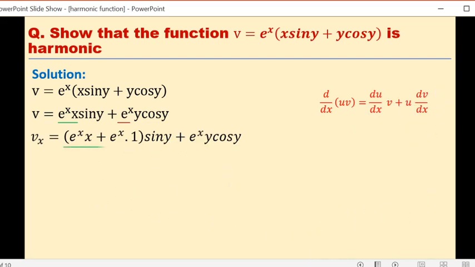Let's open this bracket for simplification. Okay, so here vx would be equal to, now e raised to x into sin y, that is e raised to x into x sin y, plus e raised to x into 1 into sin y is e raised to x into sin y, plus e raised to x into y cos y. So this is what we have got. We have got vx. Now what do we have to do with this vx?